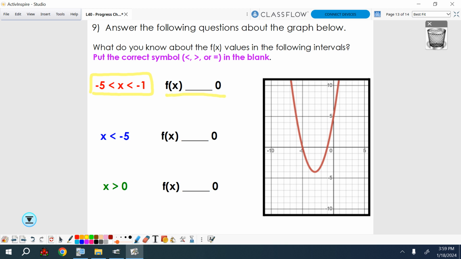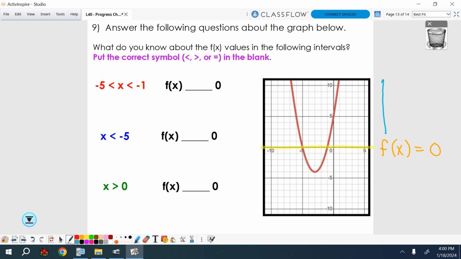So if I were going to solve this problem, the first thing I would think about is this line right here. That's where my y value, or f of x, equals 0. Now, every question I'm going to be asked here is whether or not we're looking at where it's equal to 0, greater than 0, or less than 0.